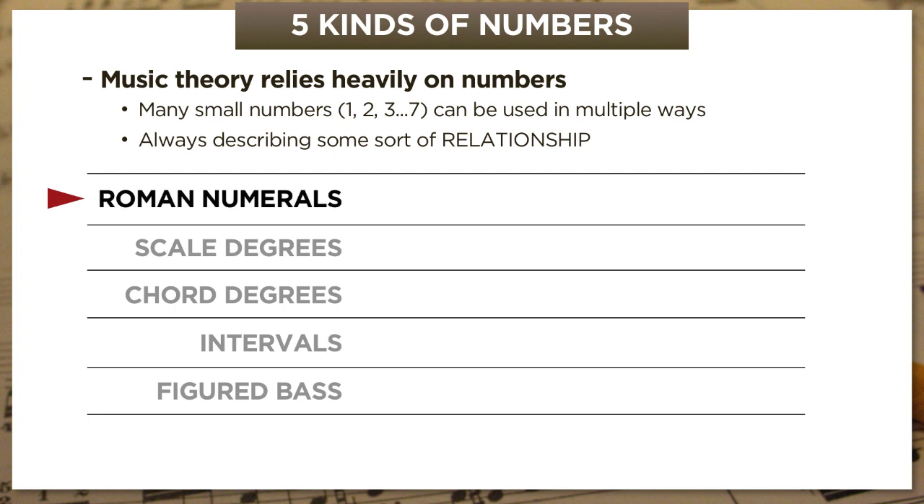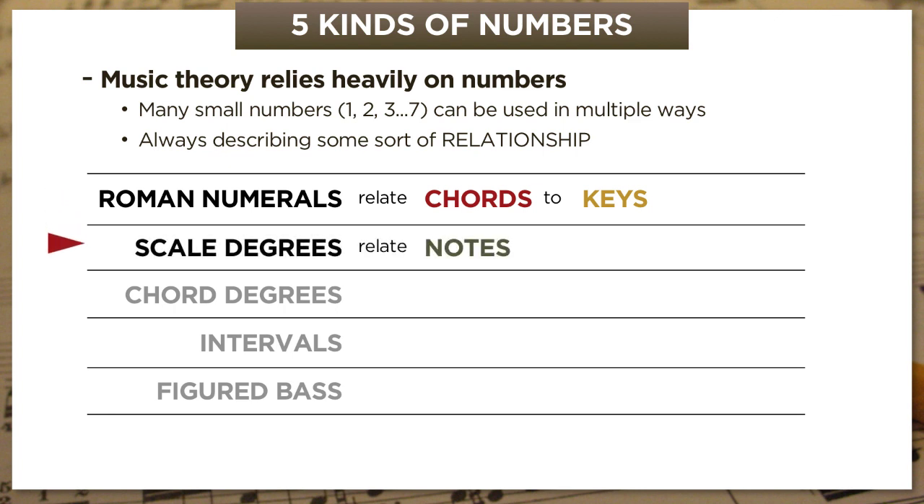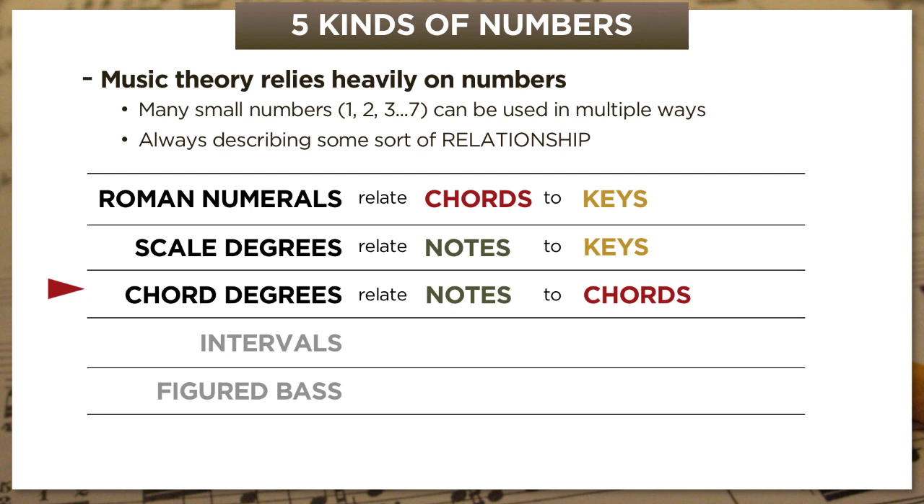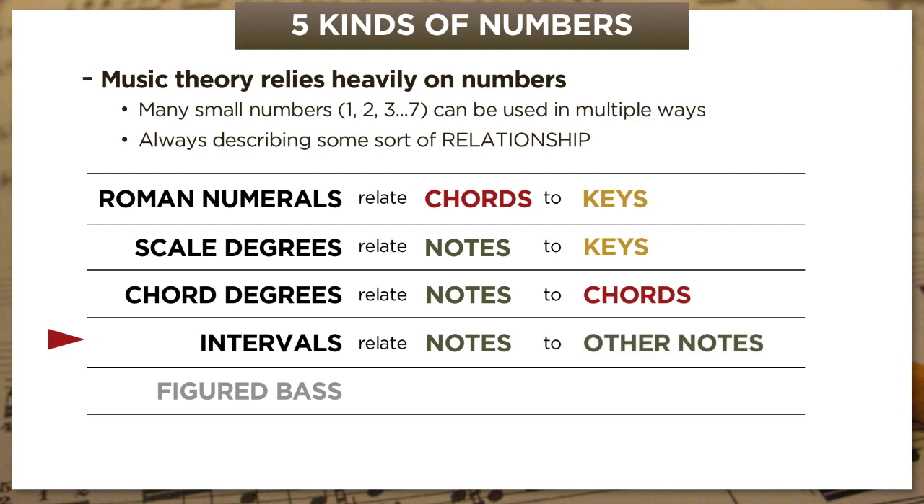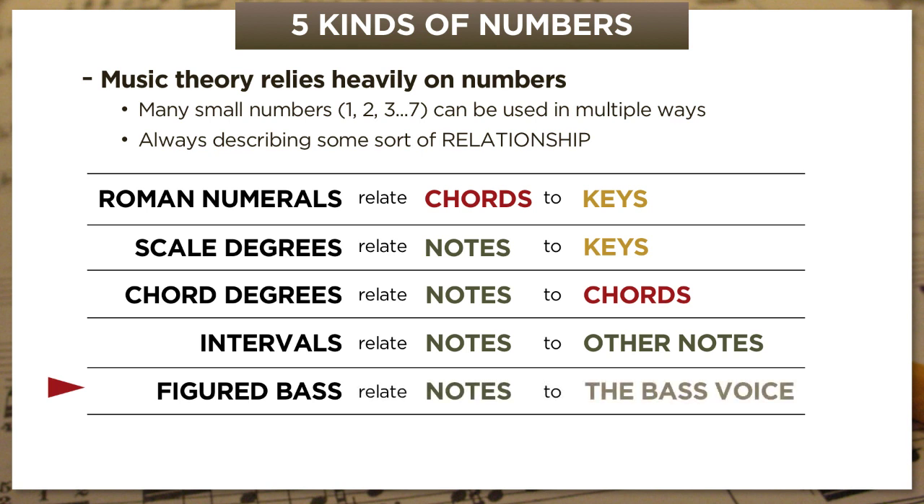Roman numerals relate chords to major or minor keys. Similarly, scale degrees relate notes to keys. Now, chord degrees define the relationship of notes to chords, independently of any key that they happen to be in. And similarly, intervals relate notes to other notes, again, completely independent of key. And finally, figured bass relates notes specifically to the note that happens to be in the bass voice.